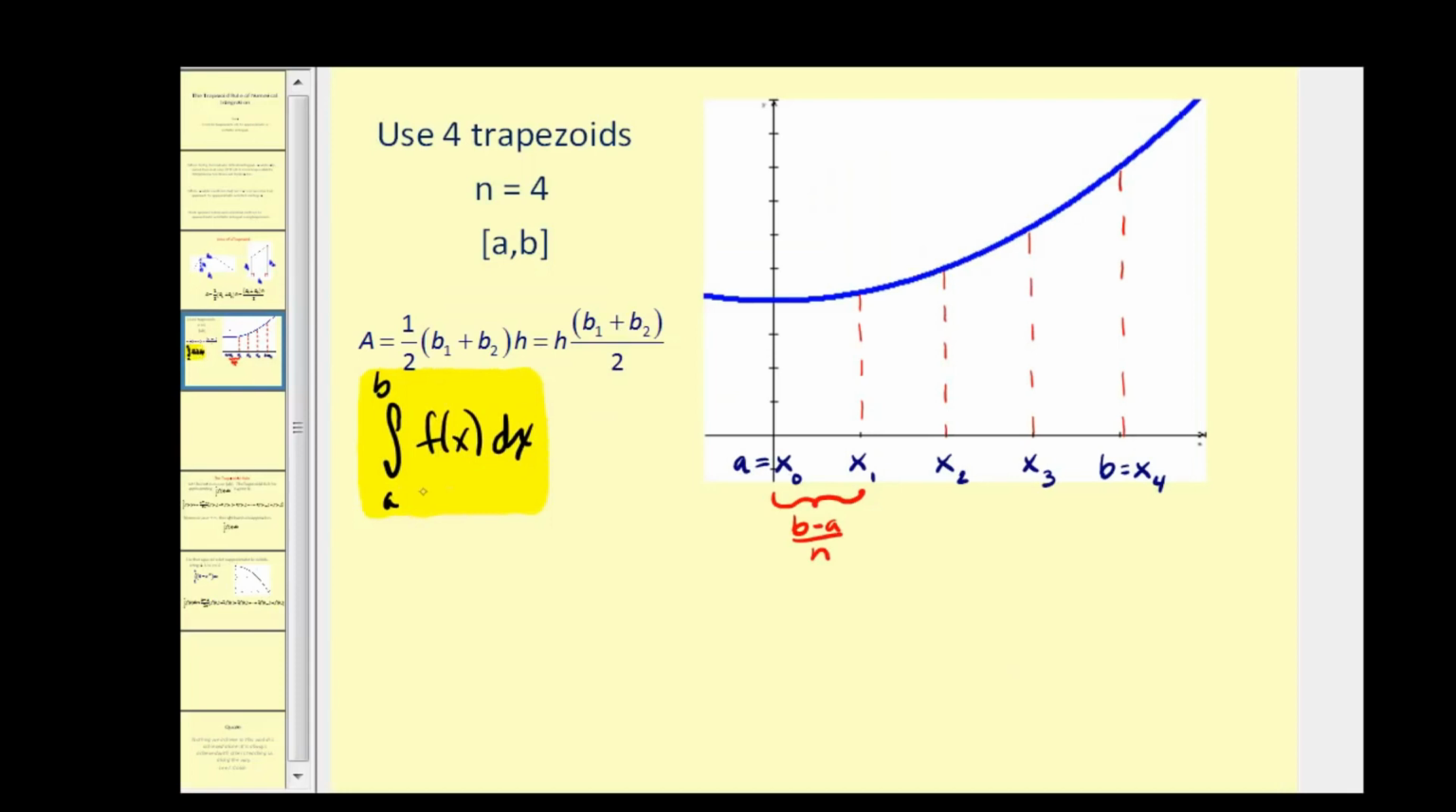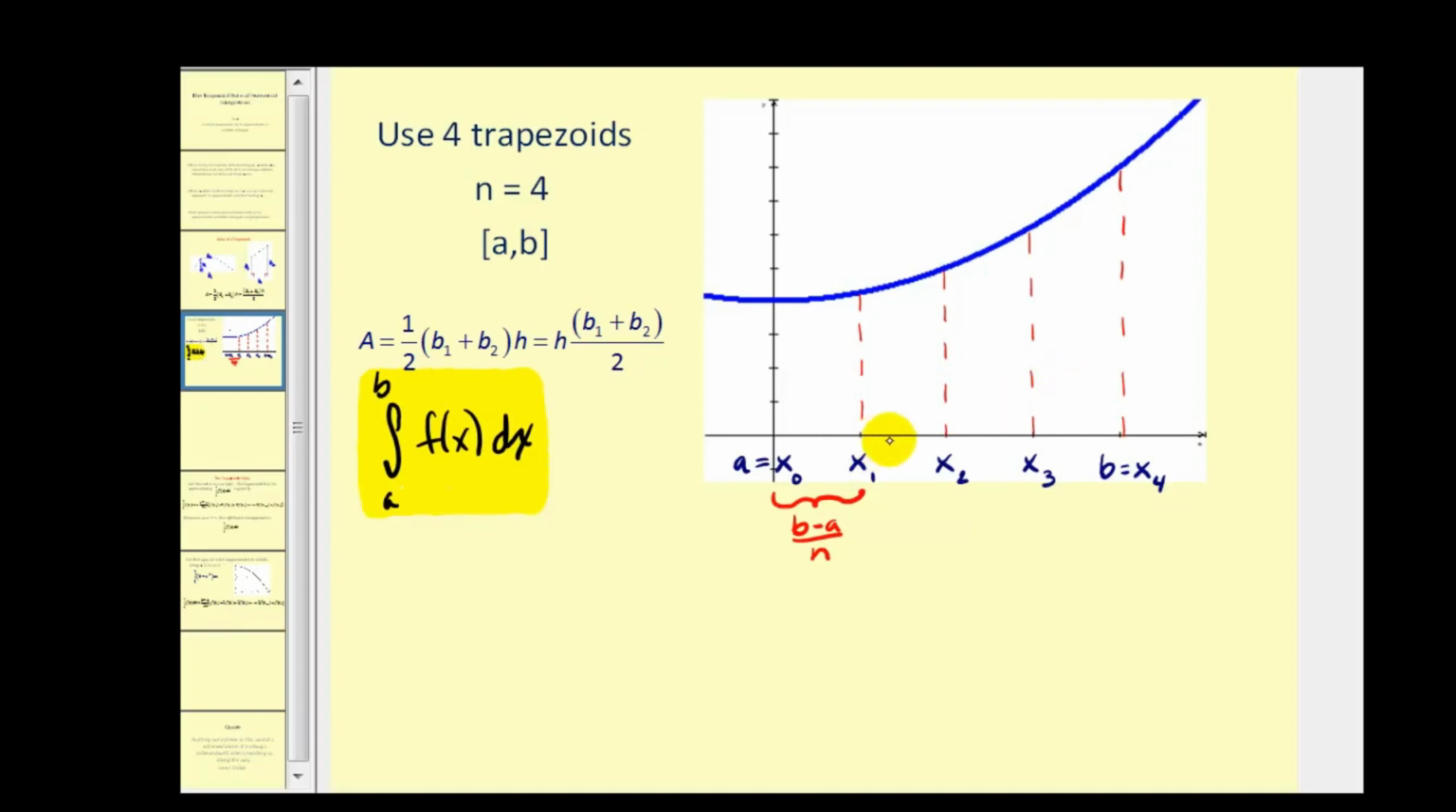Let's say we wanted to approximate this definite integral in yellow by using 4 trapezoids on the interval from a to b. Well, first, if we have 4 trapezoids, that means n is going to equal 4. So we want to divide this interval into 4 equal parts. One way to do that would be to take the length of the entire interval, or b minus a, and then divide it by n. So when we divide the interval into 4 equal parts, this would be a, which we'll call x sub 0. This would be x sub 1, x sub 2, x sub 3, x sub 4, which is also equal to b. We have 4 equal intervals.